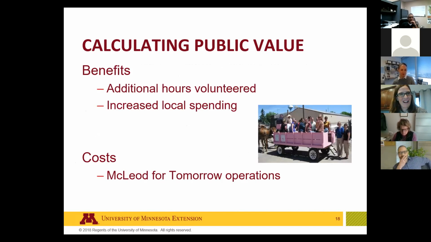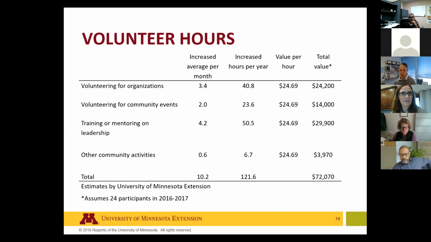And then we looked at public value. So we said, what are the public values of this program? So we looked a lot at those additional hours volunteered. So we looked around that Winterfest, the Glow Run, putting on the program, all those kind of components. What was the spending related to that? And then what were the hours of volunteering that went into that? And then we looked at that increased local spending that the participants said they were doing in the community. And then what we considered to be a cost from that perspective was the McLeod for Tomorrow operations. So the budget that they used to put on the leadership program itself. So Scott, if you want to.